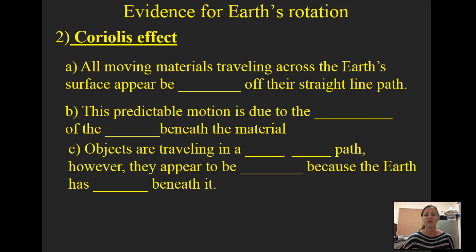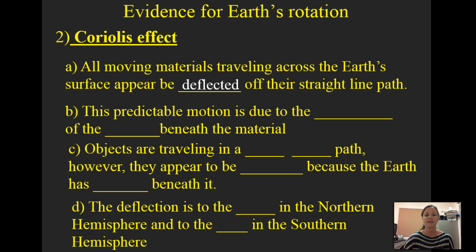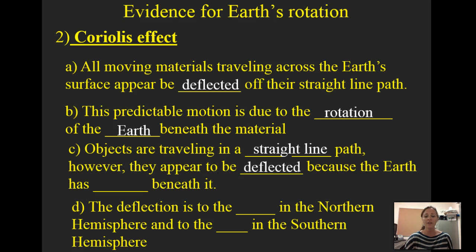All moving materials traveling across the Earth's surface appear to be deflected off their straight line path. This predictable motion is due to the rotation of the Earth beneath it. The objects are traveling in a straight line path, however, they appear to be deflected because the Earth has rotated beneath it. The deflection is to the right in the northern hemisphere and to the left in the southern hemisphere, as I just showed you.